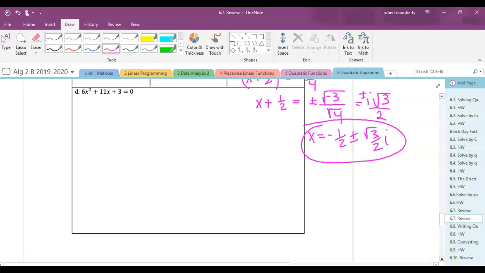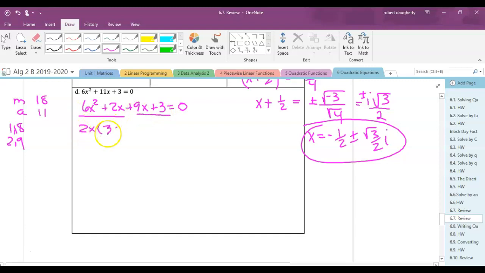Looking at the next problem, will this factor? Are there things that multiply? So I've got 6. So are there numbers that multiply to 18 and add to 11? Okay. It looks like 1 and 18, 2 and 9, and those look like the ones. 2 and 9 will add to 11. So I can write this as 6x squared plus 2x plus 9x plus 3 equals 0. Factor by grouping.